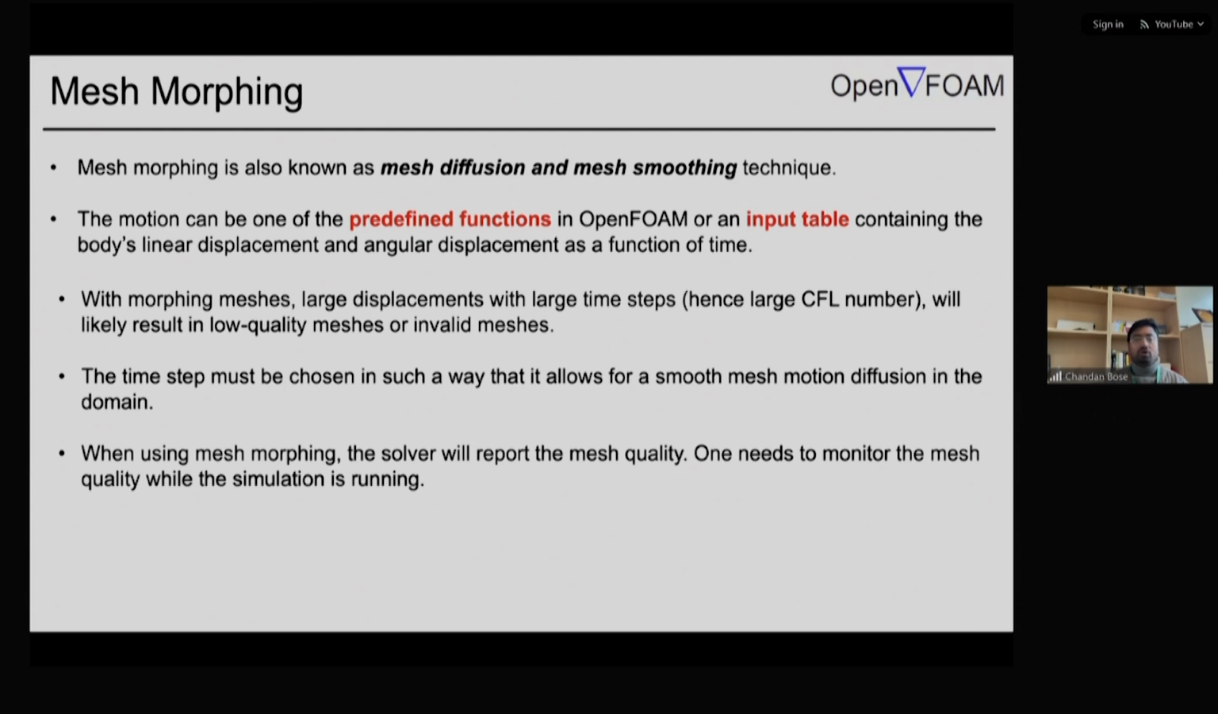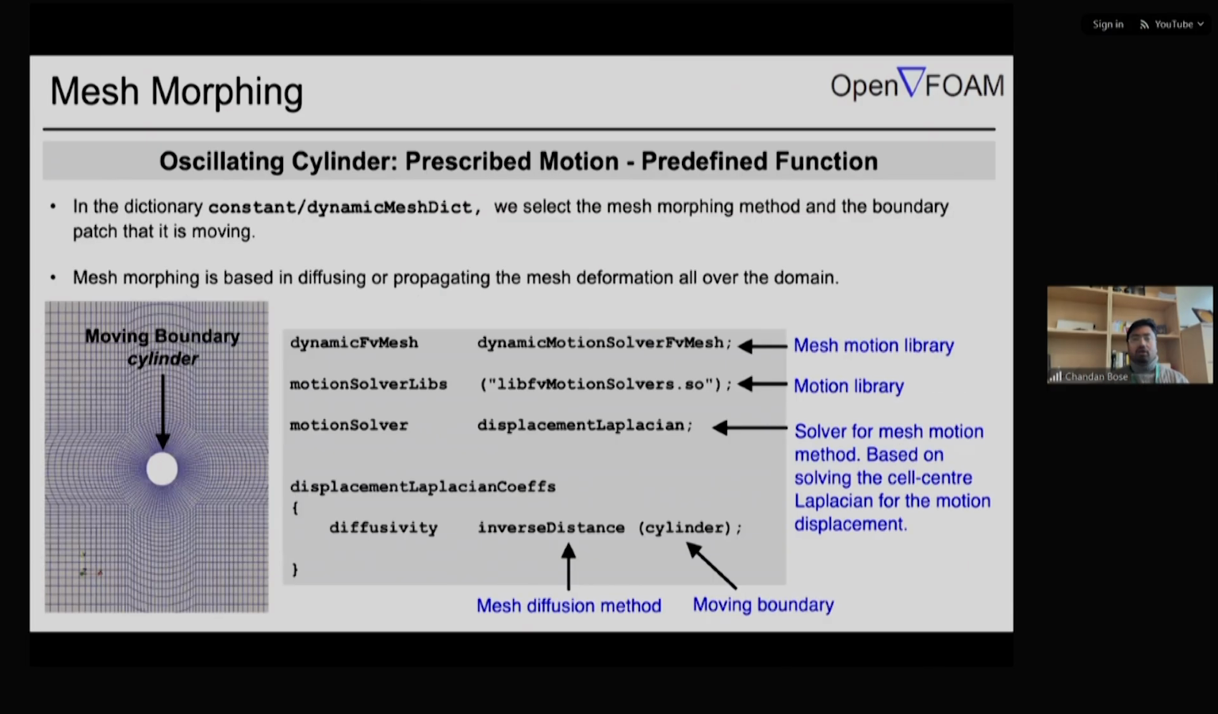Now, also when using mesh morphing, the solver will report the mesh quality. So as you run the simulation, you need to see how the mesh quality is changing as the body is moving. All right. So take a basic benchmark problem such as the oscillating cylinder, the one I have actually shown you. So what are the kind of available functions that we can use within this dynamic mesh dict? So for example, I have taken a mesh as shown on the left, and the moving boundary is the cylinder where we actually apply the motion, right?